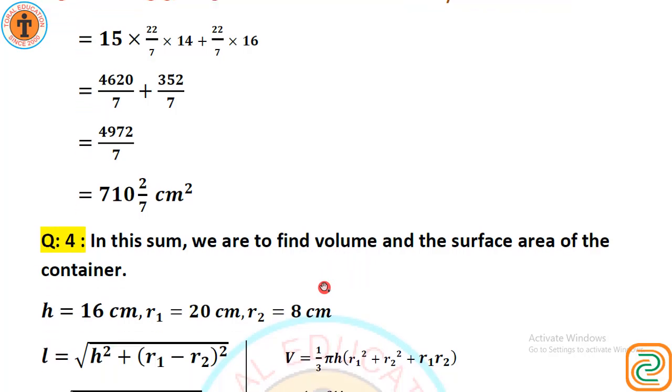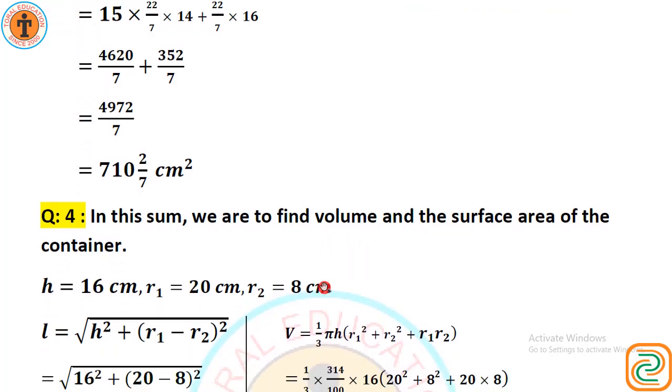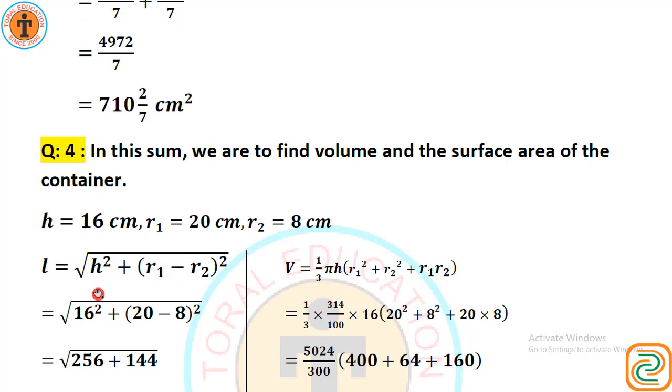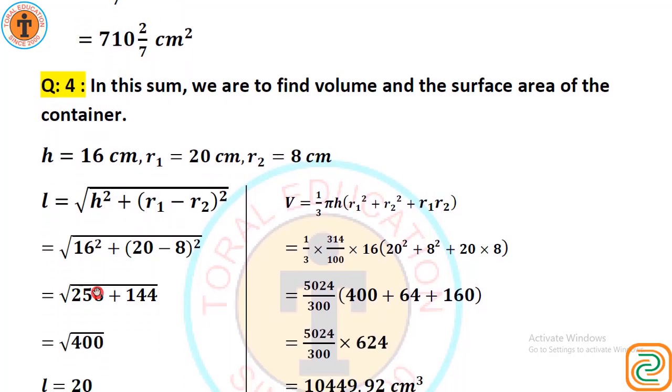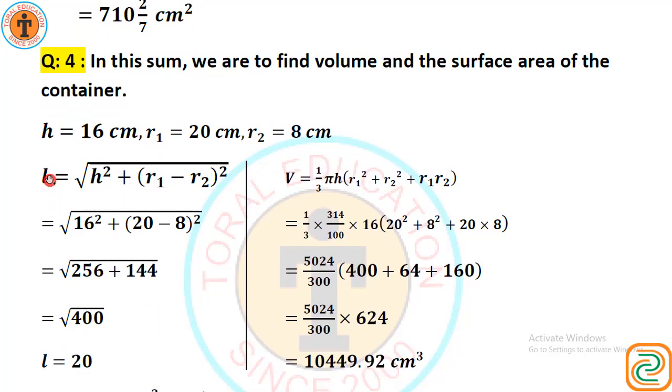So first we have L. Here slant height is not given, but it is required. We have to find it out because it is required in surface area. So first I have found out the slant height. L equals to square root of h square plus (r1 minus r2) whole square. This is our formula for finding out slant height.